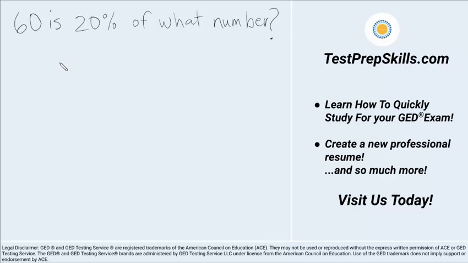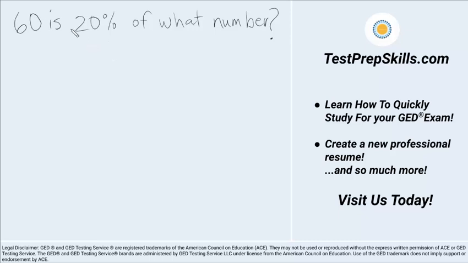In this video, we're going to be solving a percent or percentage type problem. The problem says 60 is 20% of what number? Okay, to solve this, we need to create an equation with an unknown. That's that number we're trying to solve. And then we're going to solve for that unknown. Okay, that sounds kind of simple, but it could get a little complicated.